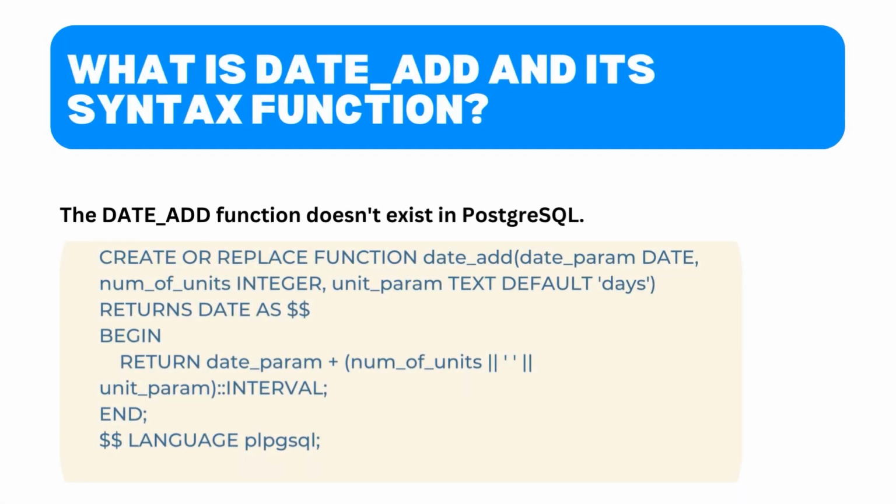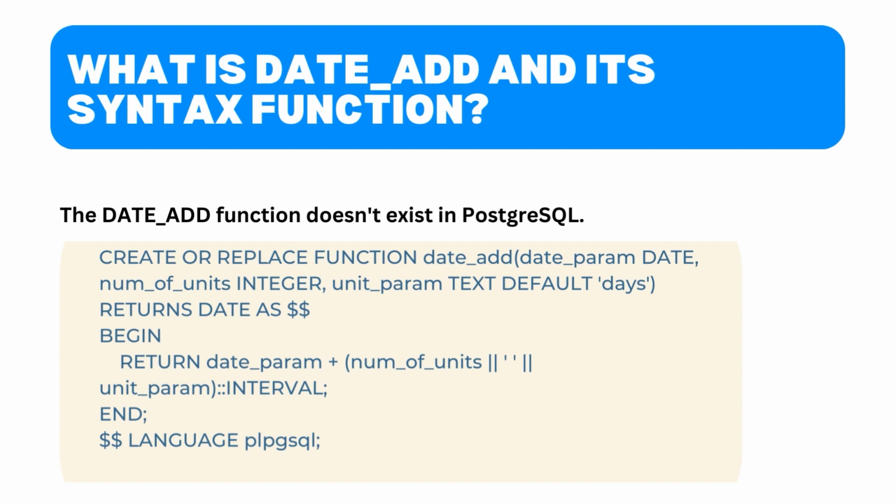PostgreSQL doesn't provide any date add function, but we can achieve the same functionality by creating our own date add function using this code, which allows us to add or subtract a specified number of days, months or years to or from a given date. Today we'll be focusing on adding days.